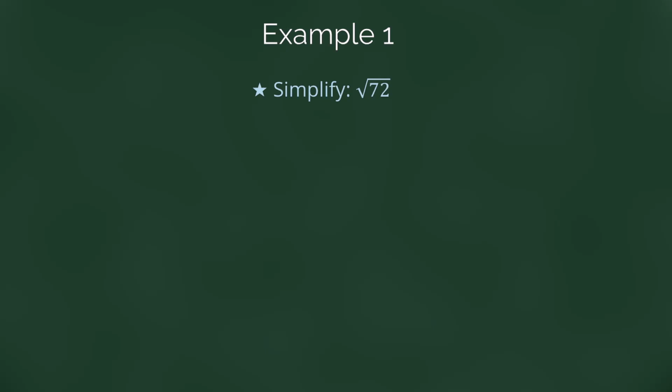All right, we'll start off with a fairly straightforward one. We want to simplify the square root of 72. So notice there's no n value. There's no index written there. When that's the case, then we're going to assume that n is 2. That's a standard practice, that if it's not written in there, it's a square root. And that's because square roots are the ones that we see the most often.